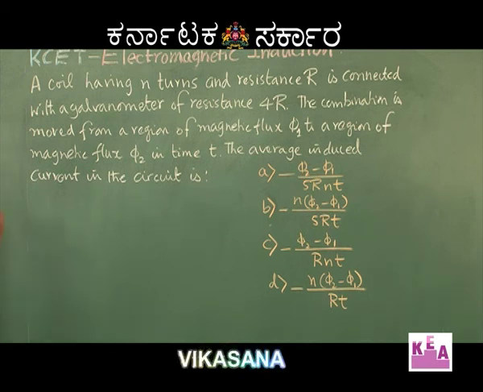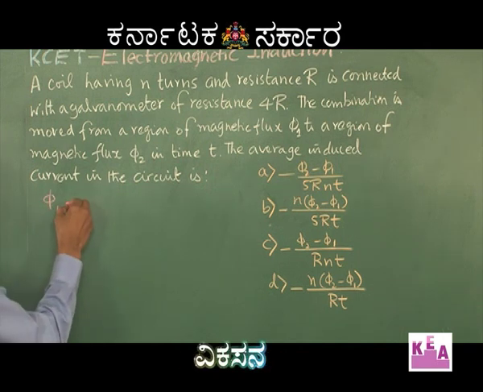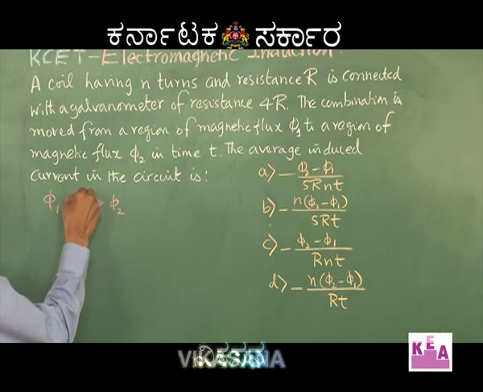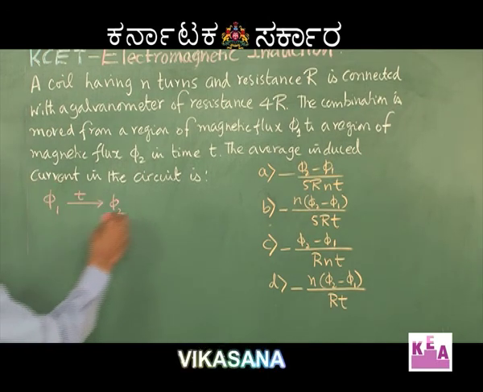Let us see what are the factors given. Initial flux is given, that is phi1. Final flux is given, that is phi2. The change in magnetic flux takes a time t.